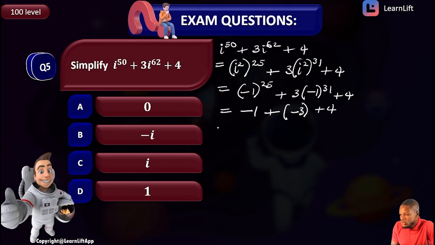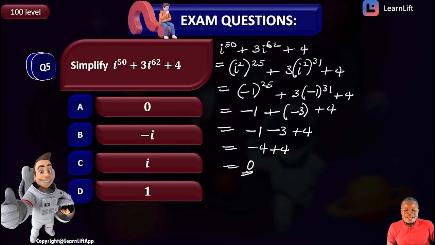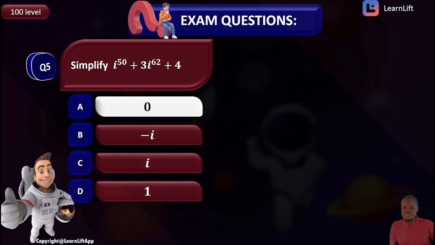Are you seeing it now? This is going to become your minus 1, your plus times minus, of course, going to give you minus, right? Yes, minus 3 plus your 4. And this is going to give you, what's minus 1 minus 3? That's minus 4. Minus 4 plus 4 is going to become 0. And what's the answer there? Yay, 0. That is option A, the correct answer to this question.